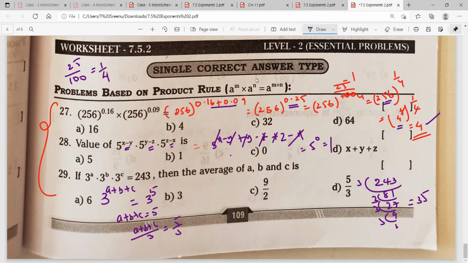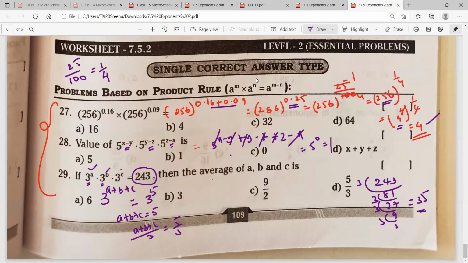And 29th, again here bases are equal. We have to add the powers. A plus B plus C. And 243, let's take LCM with 3. We get 3 power 5. Again, the bases are equal and powers are also equal. A plus B plus C is equal to 5.